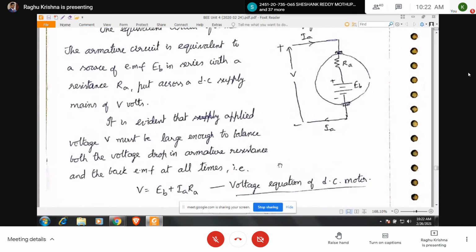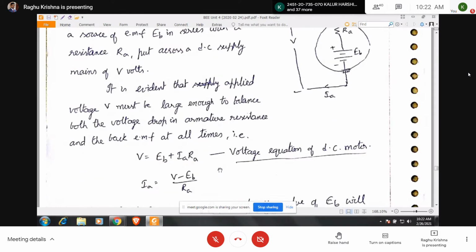From this diagram you can see V must be large enough to balance both the voltage drop in the armature resistance and the back EMF at all times. That is, V equal to EB plus IARA. This equation is called the voltage equation of a DC motor. From this you can write IA equal to (V minus EB) by RA.